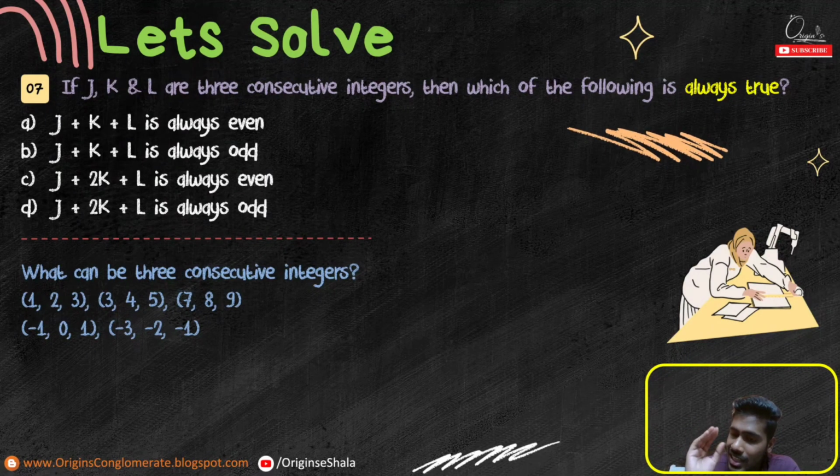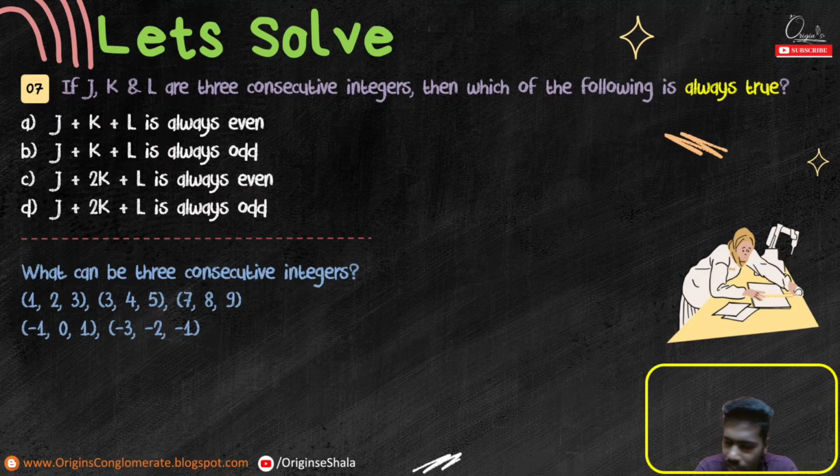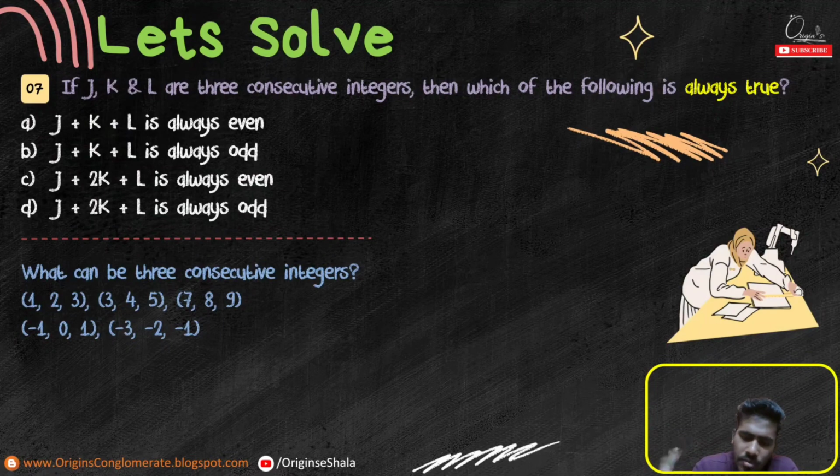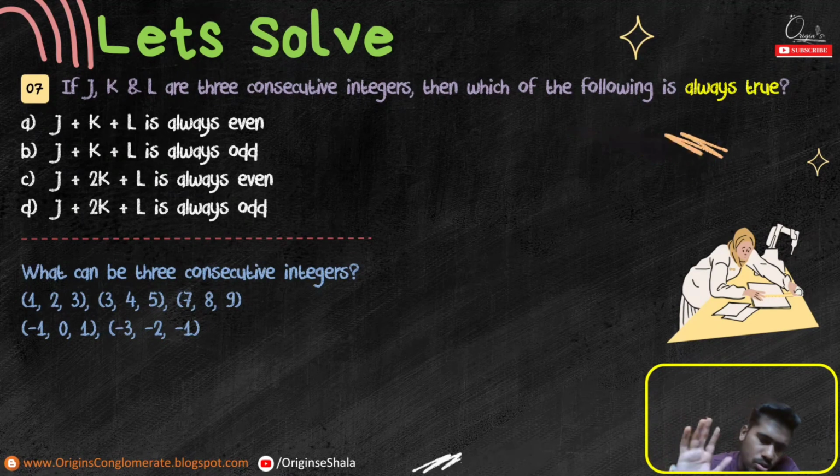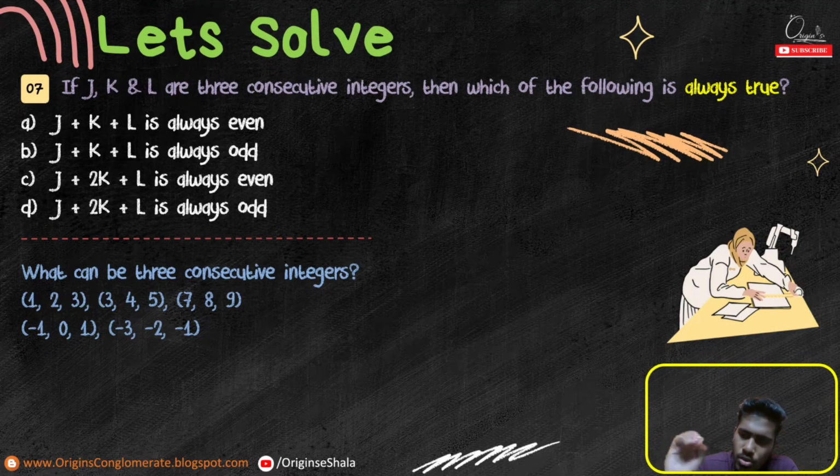It has said integers, not just positive integers, right? So there can be 0, there can be negative. So your set should include all of them. Mind well, your set which you are taking, for example, you should consider negatives, whole number and everything.